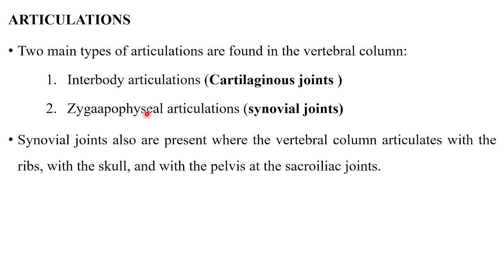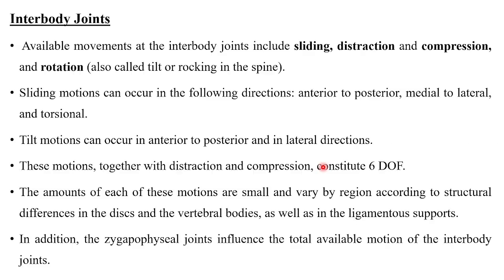The zygapophyseal or apophyseal articulations are otherwise known as facet joints. The interbody articulations are known as intervertebral joints. The zygapophyseal articulations are synovial type joints. Synovial joints are also present where the vertebral column articulates with the ribs, with the skull, and with the pelvis at the sacroiliac joints. So coming to the first articulation, that is the interbody joints.